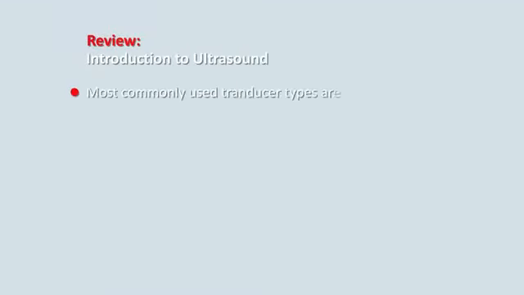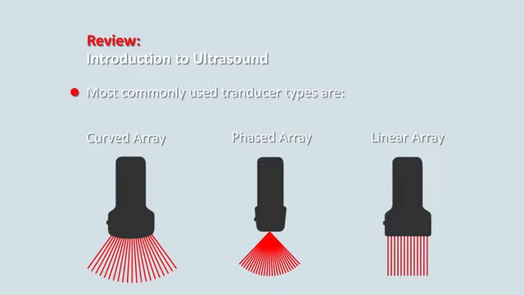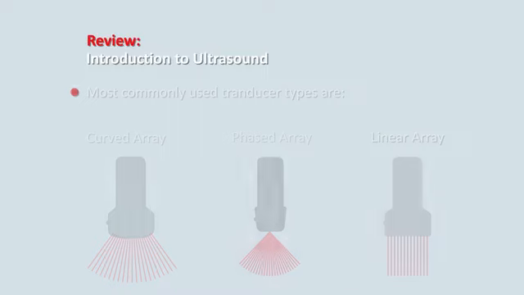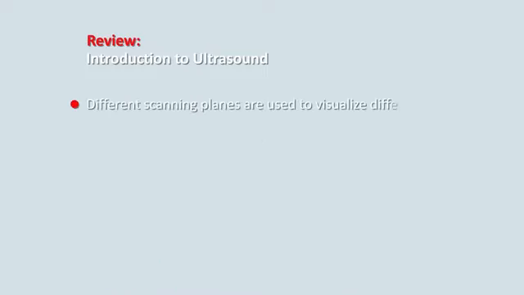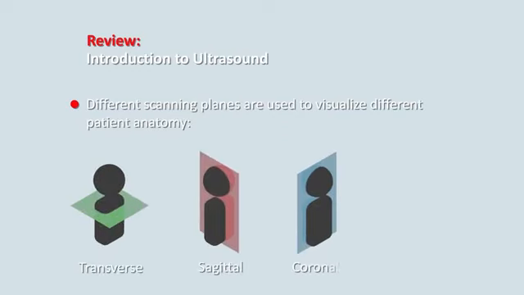Let's review transducer types and imaging modes. The most common transducer types are curved array, phased array, and linear array. Curved array produces a large field of view, including the near field and far field. Phased array offers a small face to get between the ribs. And a linear array provides high-resolution imaging and a large near-field image. Different scanning planes are used to visualize patient anatomy depending on the position and orientation of the anatomy being scanned. The scanning planes used are transverse, sagittal, coronal, and oblique.